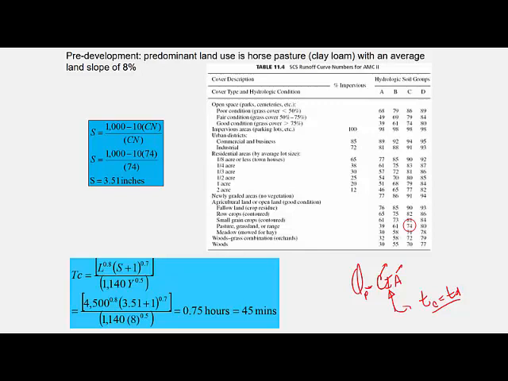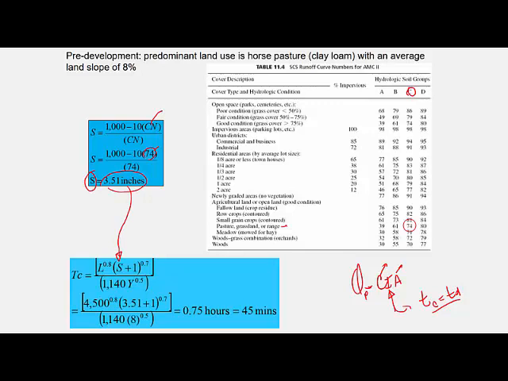And so in the pre-development, it tells me that it was horse pasture, clay loam, with an average slope of 8%. So I need to determine the curve number first to calculate that storage deficit. It also told me that it was hydrologic soil C, and so it's pasture, so it's 74, and this 74 is what I have used here. And then this storage deficit is in inches. This number I'm going to substitute here.